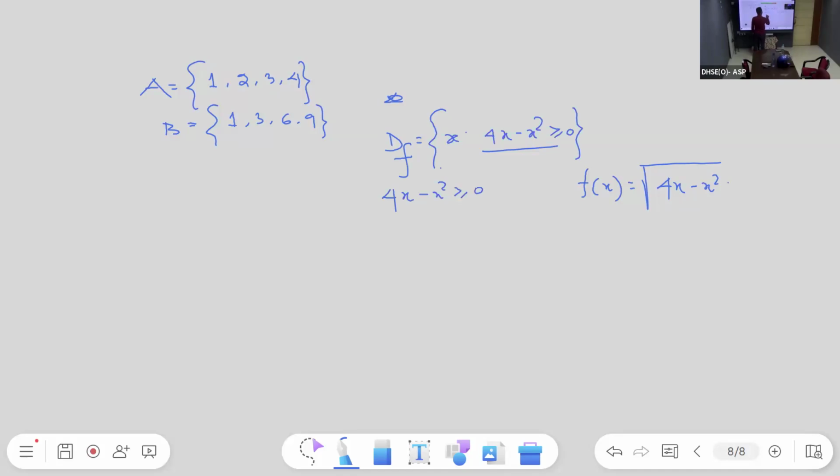4x minus x square greater or equal to 0 implies x square minus 4x less or equal to 0, x into x minus 4 less or equal to 0. Now take the number line. The critical points are 0 and 4. Apply the sign scheme: plus, minus, plus. Negative region is required, that is 0 to 4. So the domain of the function is the closed interval 0 to 4.